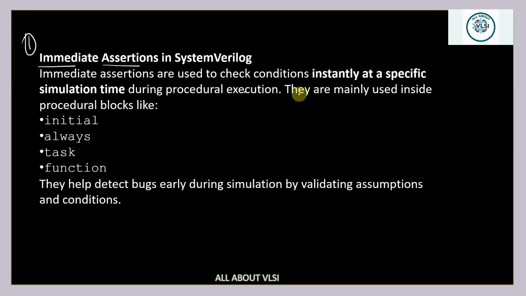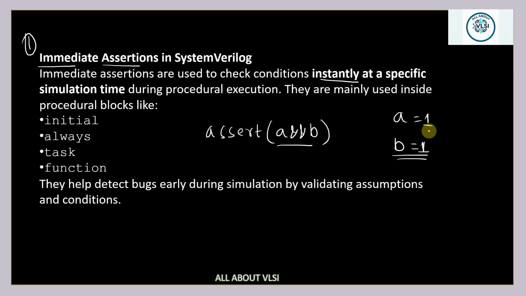Immediate assertions are used to check conditions instantly at a specific simulation time. For example, if I want to check whether a combinational logic is true or not, for example, assert A logical AND with B. Is this logical AND operation true or false? That means in this case, A should be 1, and at the same time, B should also be equal to 1. If A is equal to 1 and B is equal to 1, then this condition is true and this assertion will pass. If any one of them is equal to 0, then this assertion will fail. So this is an instantaneous check.